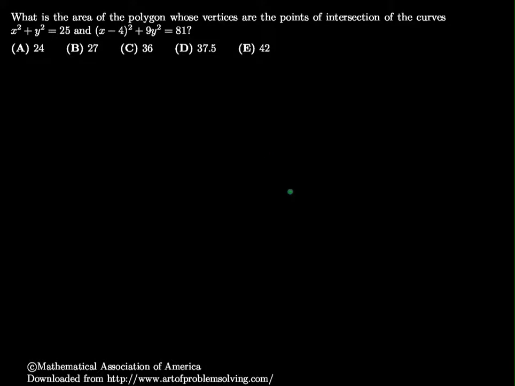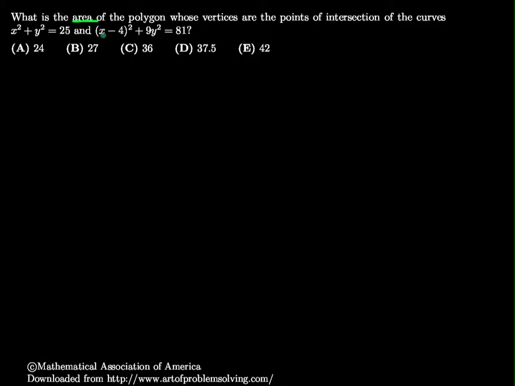Alright, 2012 AMC, this is problem 10 from the AMC 12B, and it says, what is the area of the polygon whose vertices are the points of intersection of the curves x squared plus y squared equals 25, and (x minus 4) squared plus 9y squared is 81. And so we have a circle centered at (0, 0) with radius 5. We have an ellipse centered at (4, 0) with semi-major axis of 9 and semi-minor axis of 3.